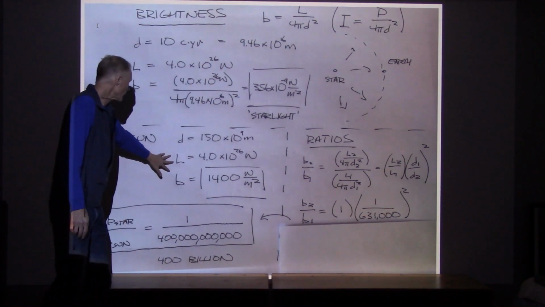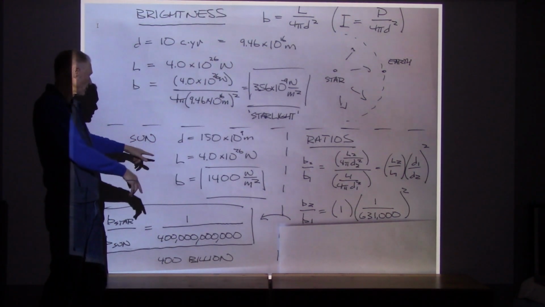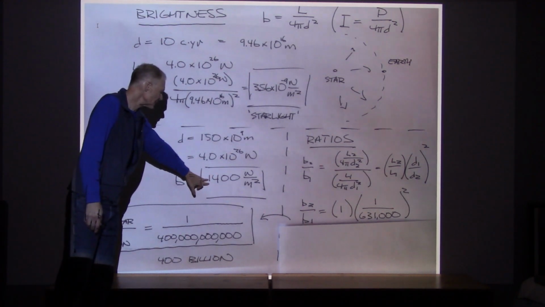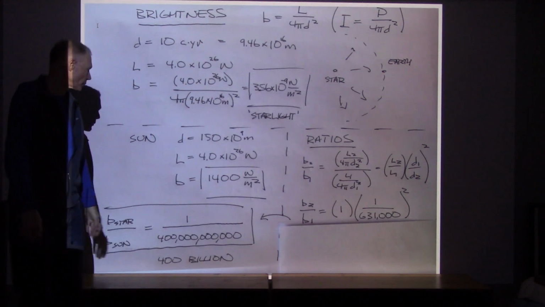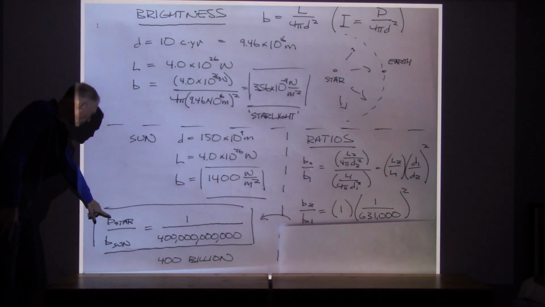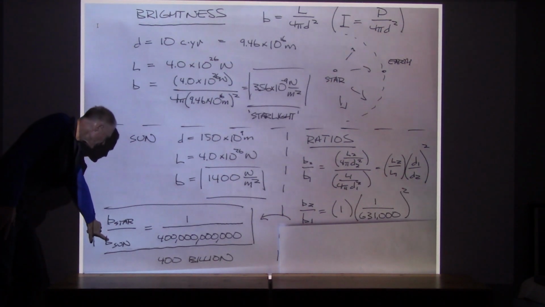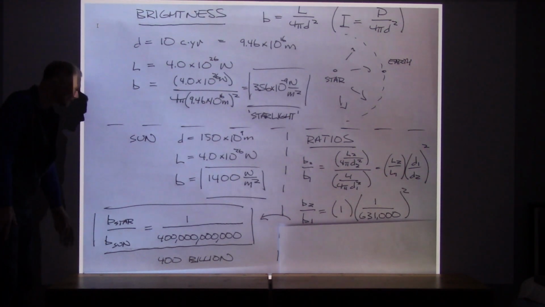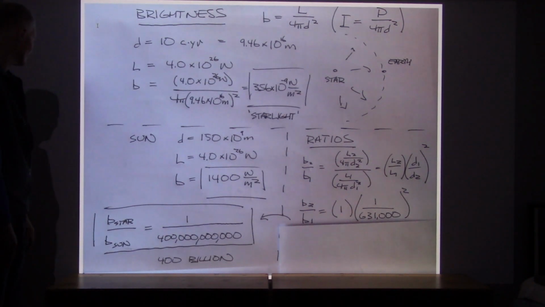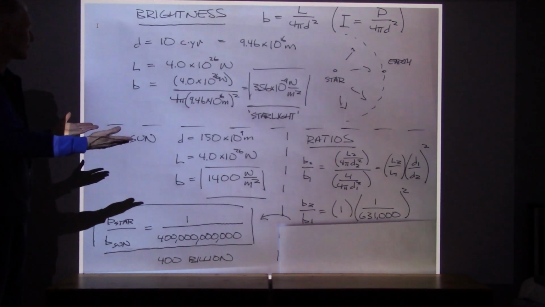The brightness here, it's the very same formula, I can apply this to the sun. The brightness here is going to be 1400 watts per square meter. And now if I take the brightness of the star that I calculated versus the brightness of the sun, what I'm finding is that the sun is 400 billion times brighter than that star, just looking at the brightness.